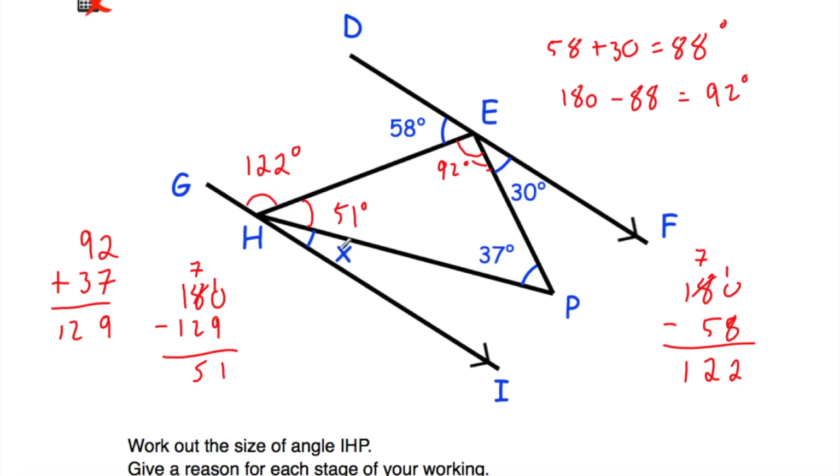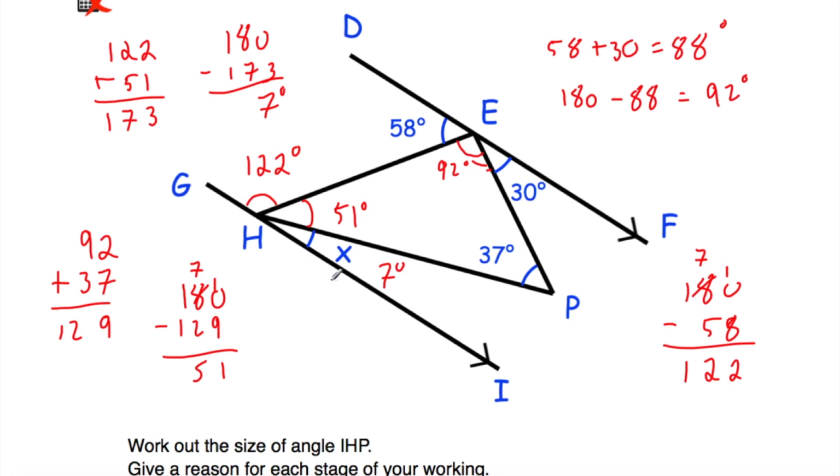Now we want to find the size of X. So if we want to find the size of this angle X, angle IHP, well, we're going to add together the 122 and the 51, and then we've got a straight line. So if we take that answer away from 180 degrees, we can find the size of this angle labelled X. So let's do that. 122 plus 51: 2 plus 1 is 3, 2 plus 5 is 7, and then we've got 1, so that's 173 degrees. If we add this angle and this angle together, that's 173 degrees. And now if we do 180 subtract 173, that's equal to 7. So that means that X is 7 degrees.